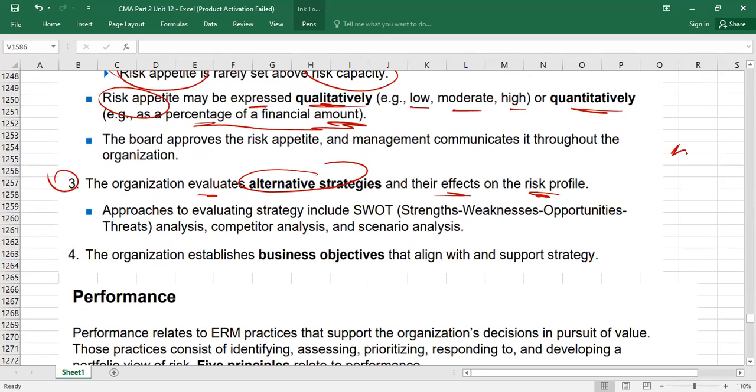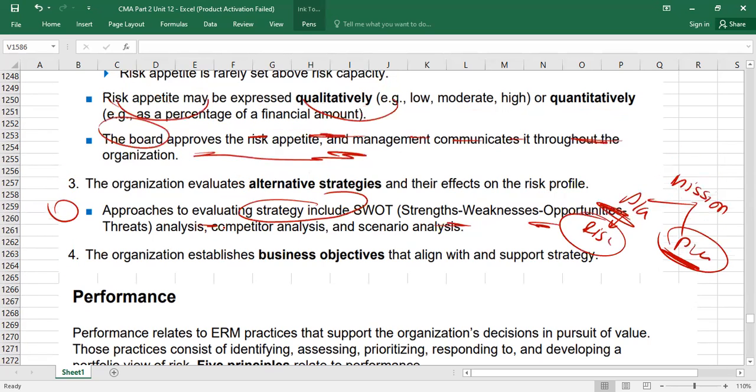Sometimes you want to achieve a mission, and to achieve this mission, maybe you have plan A and plan B also. You need to consider each plan, and for each plan or each strategy, you can create a separate risk profile. Again, in this plan, which types of risk are you facing, how severe are they, and what is their interdependence. And for the other plan, you can again create a risk profile. So this is what they are saying: the organization evaluates alternative strategies and their effect on risk profile. When you evaluate alternative strategies, you can use SWOT analysis, maybe PEST analysis, different analyses you can use, but you have to be strict here with the principle.